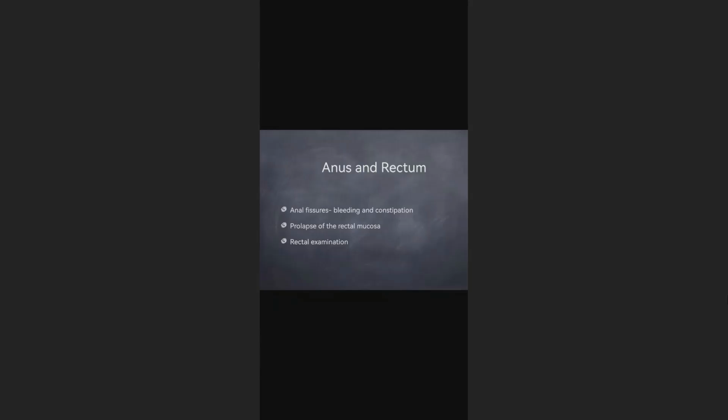We check usually for anal fissures, check for bleeding and constipation, which is almost the same with that of adults. We check for prolapse of the rectal mucosa, especially in cases of pinworm infestation or reinfection where there is prolapse of the rectum. That's why it's very important.